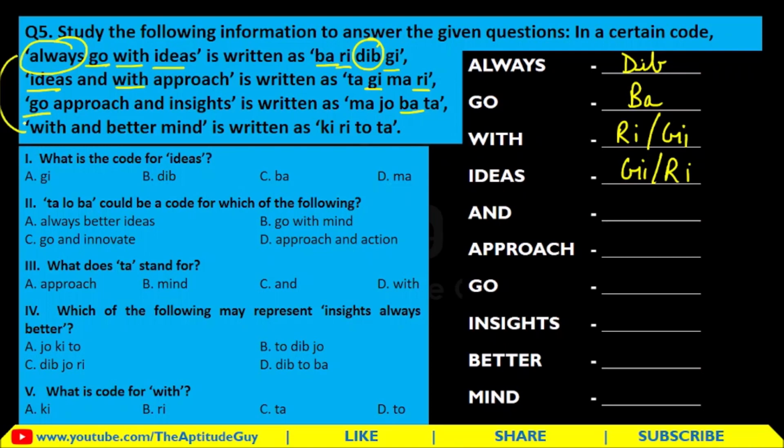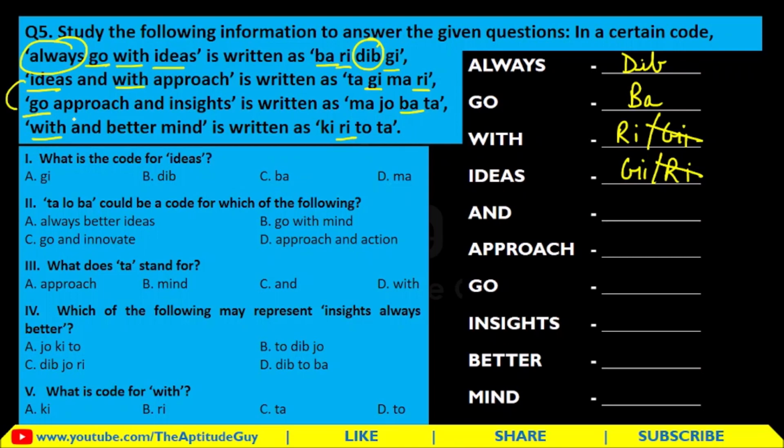Now we go 1 and 4. Always go with ideas, with and better mind. With is common. With was re or g. Which one do we have here? Re is there. So of course with is re and ideas is g. Done with the first one. Don't look at the first one again.